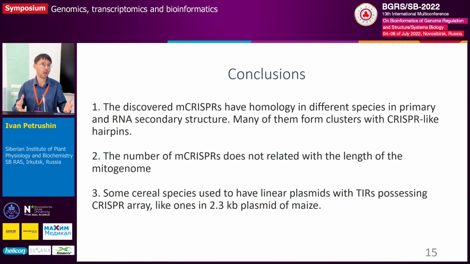So this talk is the first step in studying this cryptic phenomenon, but we also have found CRISPR arrays in Caenorhabditis elegans, the nuclear genome of higher plants, and even mitochondrial plasmids of Oryza sativa, the maize, and other plasmids. Thank you, and I would like to answer your questions.